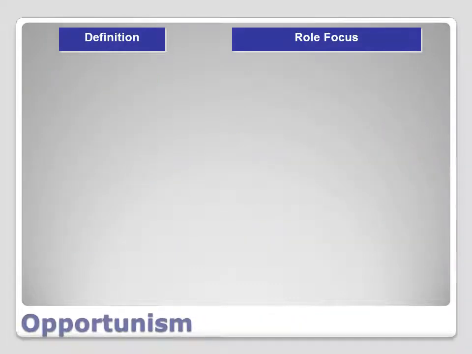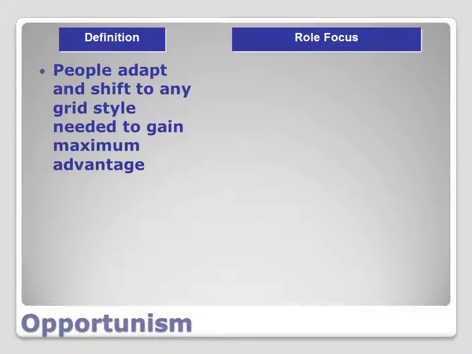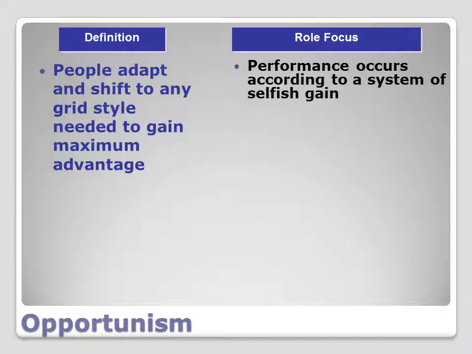The other leadership style that I want to talk about is what we might term opportunism. This is the people who, and this doesn't show up on the grid either, and you'll see why in the definition, are people who adapt and shift to any grid style needed to gain maximum advantage. What they're after is advancing themselves. They're looking for the opportunity to advance themselves. So they're willing to flex and adapt to any of these styles, whatever will help them, quote unquote, get ahead. So performance occurs according to a system of selfish gain.